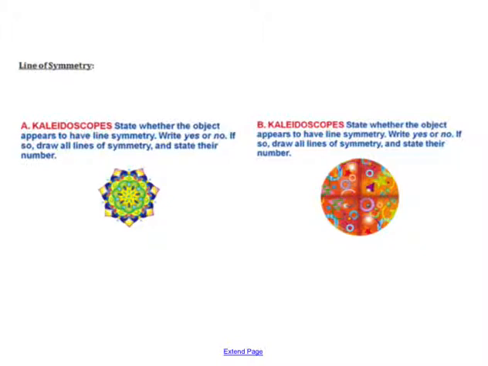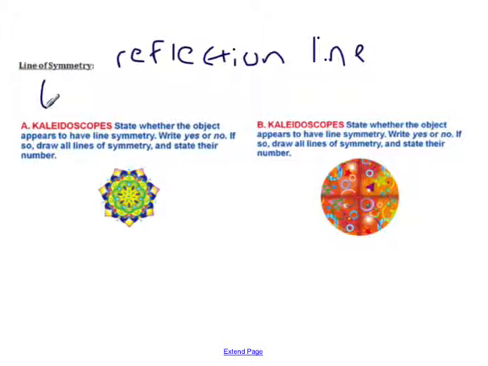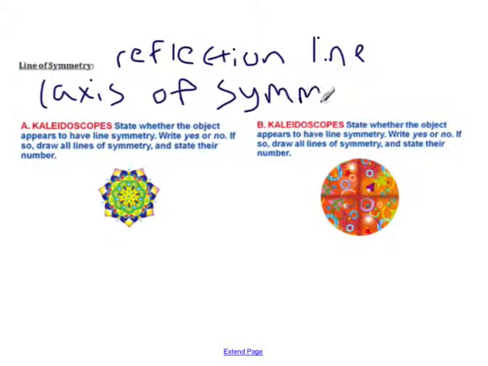So let's talk about this thing called lines of symmetry. So a line of symmetry is a reflection line. Okay, we also refer to the line of symmetry as the axis of symmetry. So objects that have symmetry are going to have lines of symmetry. So, for example, taking a look at part A here, this kaleidoscope, if I were to draw a line right down here, if I were to exactly cut that in half, notice that if you were to fold it over on itself, it would line up. So that means that it's symmetrical on either side.